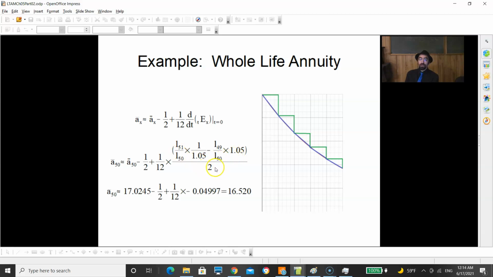I divided by 2 because I estimated the derivative with rise over run, and because I'm comparing 49-year-old to 51-year-old, that's a difference of 2 years. So the run in my rise over run has to be 2. So crunch all these numbers out, and you get that A bar 50 is approximately 16.52. Note that's roughly 1/2 less than A double dot 50, at the 17.0245. That's to be expected.